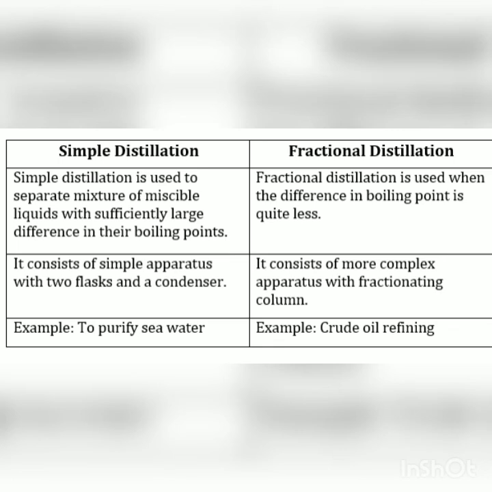In simple distillation, a simple apparatus is used, that is two flasks, one condenser, a thermometer, etc. But in the case of fractional distillation, a fractionating column is used, which is made up of a large glass tube having glass beads in it to increase the surface area so that hot vapors will condense repeatedly.